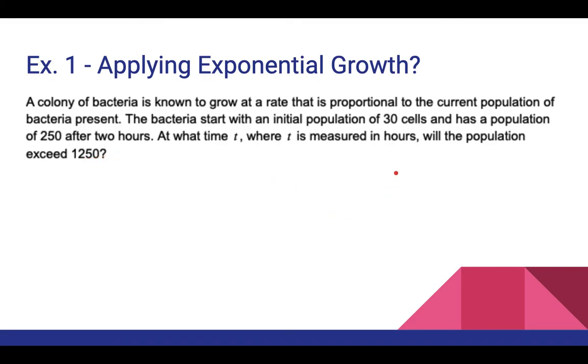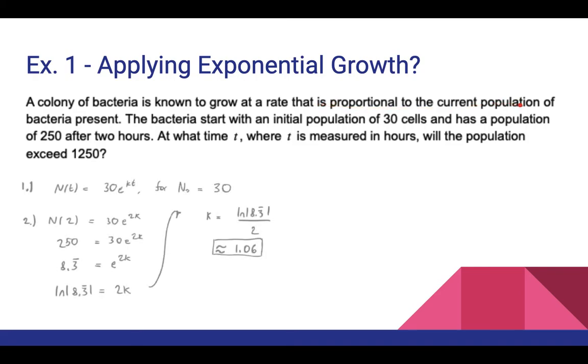We can recognize this as an exponential growth situation because it tells us that the growth occurs at a rate that's proportional to the current population of bacteria present. So instead of solving our differential equation, we can immediately jump to the end, since we know the solution to the differential equation, and write down N(t) = 30e^(kt). Again, n naught is our initial amount. In this case, we start with 30 cells, so n naught is 30, and we have N(t) = 30e^(kt).